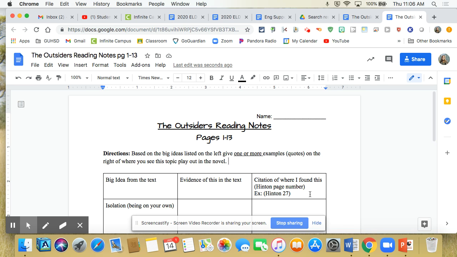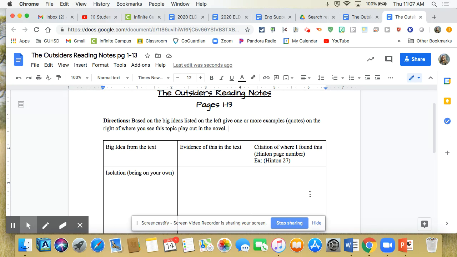Hi, everyone. Today we're going to talk about how to complete your reading notes for The Outsiders. The Outsiders is a novel we're reading together and on our own in class. I wanted to show you how to fill in this worksheet because some of you may be confused by the directions. Our first reading notes assignment is going to be for pages 1 through 13.